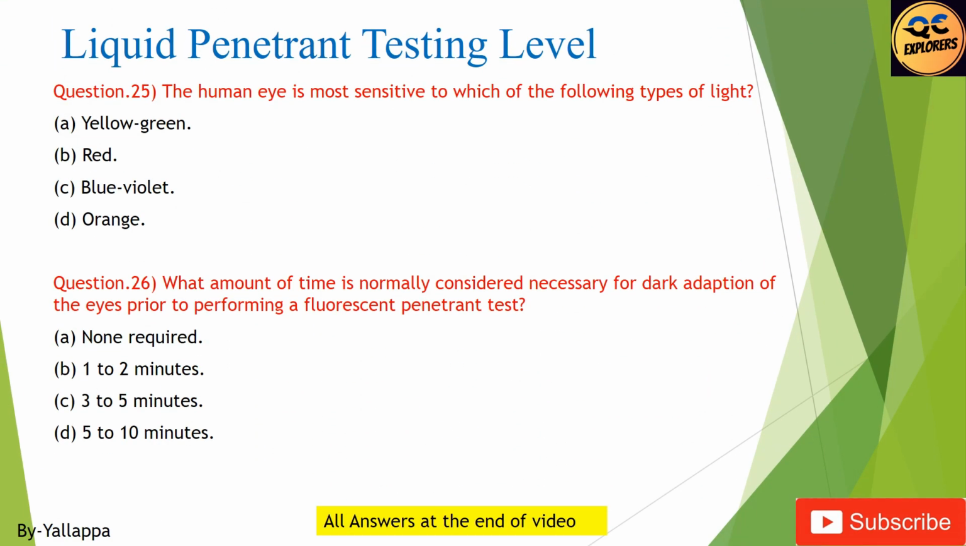Question point 25. The human eye is most sensitive to which of the following types of light? Yellow-green, red, blue-violet, orange. Question point 26. What amount of time is normally considered necessary for dark adaptation of the eyes prior to performing a fluorescent penetrant test? None required. 1 to 2 minutes. 3 to 5 minutes. 5 to 10 minutes.